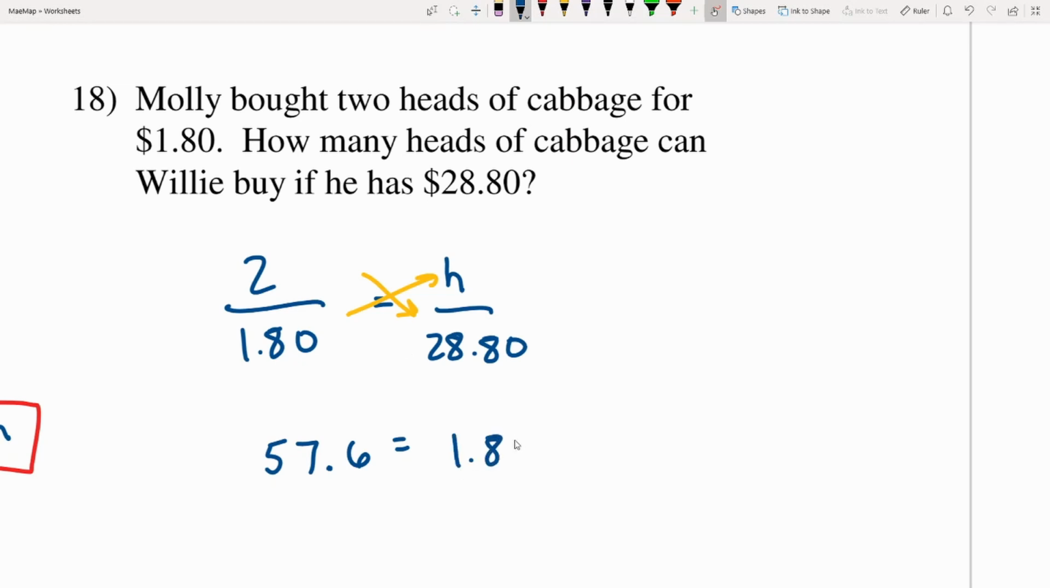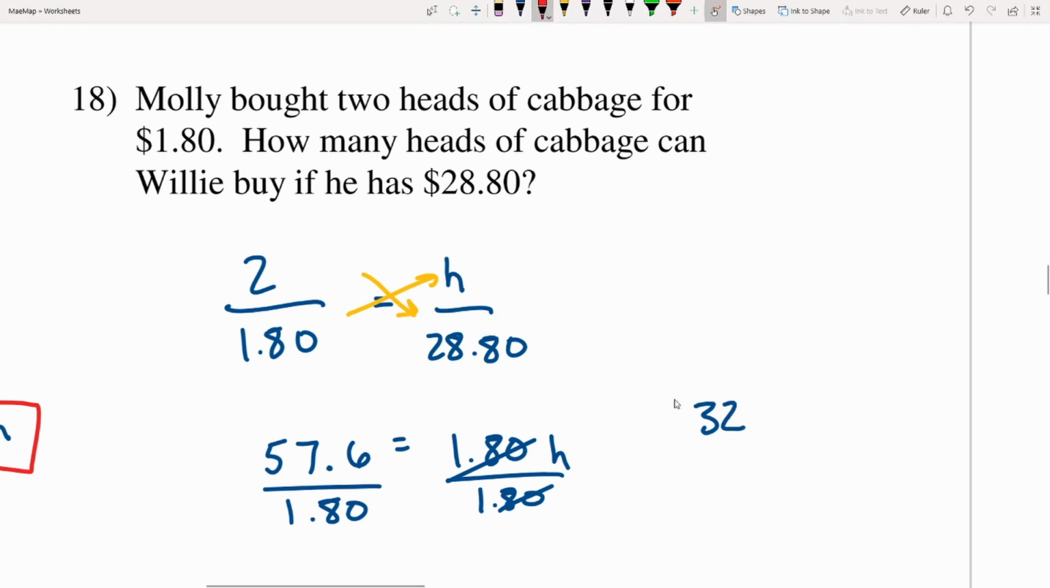So 1.80 times H. Now, if I divide by $1.80 or 1.8, that'll leave me with H isolated, so I'll know how many heads of cabbage Willie can get for $28.80. So take that 57.6 and divide it by 1.80 to get exactly 32 heads of cabbage. So 32 is our final solution on this worksheet.